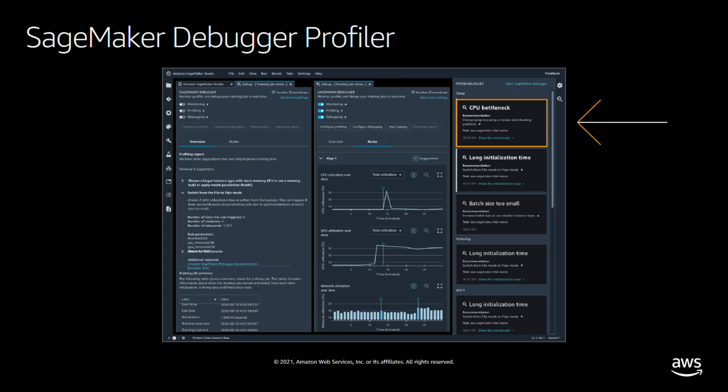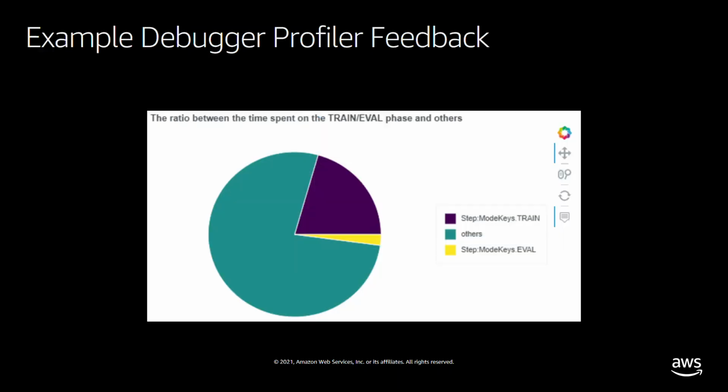But perhaps more importantly, on the right side of the screen, you'll notice that it provides prescriptive guidance on how we can improve our training code. So the arrow is pointing to a CPU bottleneck that it detected, but there's a variety of different recommendations it has on top of that. So let's dive deeper on the next slide into some of those recommendations.